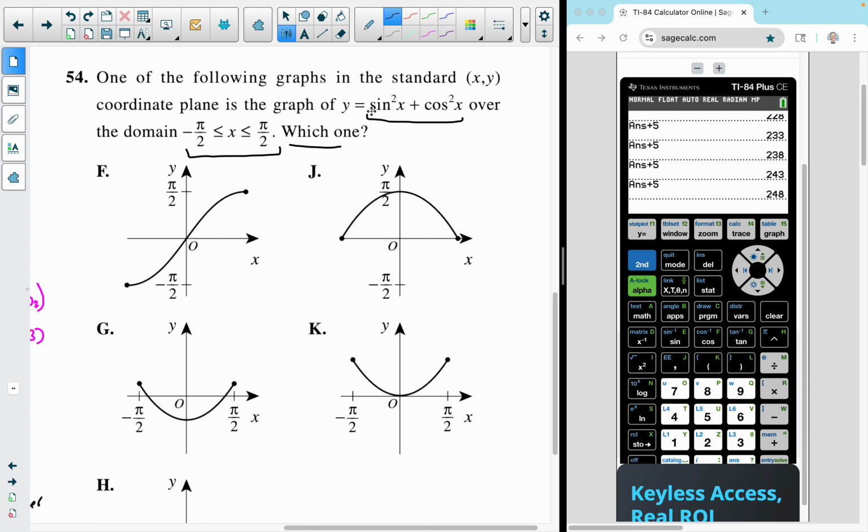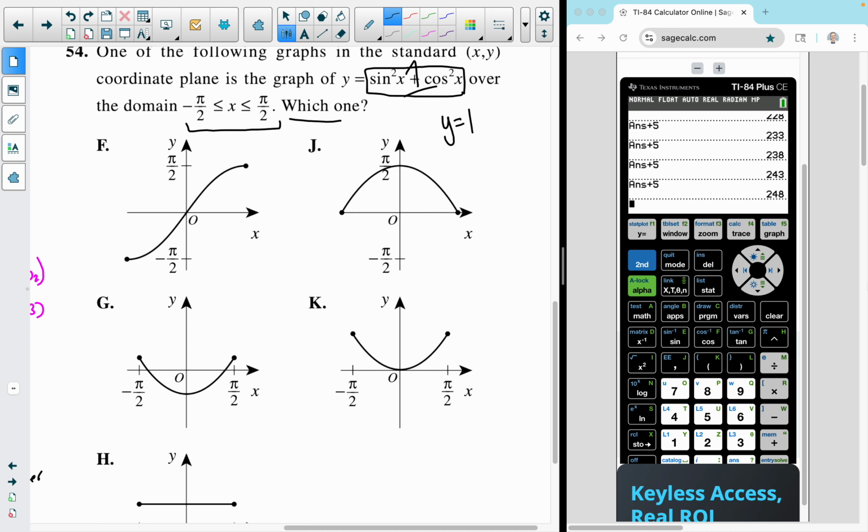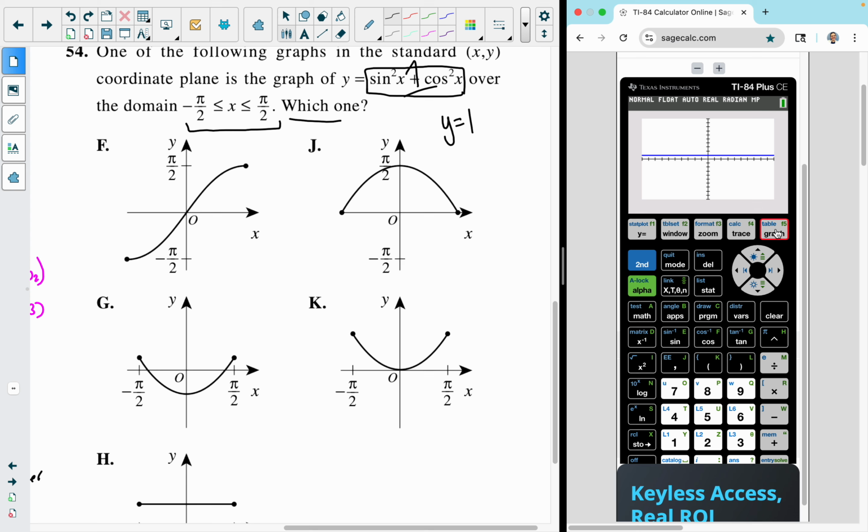Okay. Well, sine squared of x plus cosine squared of x, that's actually the trig identity. This comes from the Pythagorean theorem of a squared plus b squared equals c squared. So sine squared x plus cosine squared x is actually just equal to 1. So we're really just graphing y equals 1. That's all this graph is. And if I double check what y equals 1 looks like, y equals 1 is just a horizontal line. That means the answer is H.